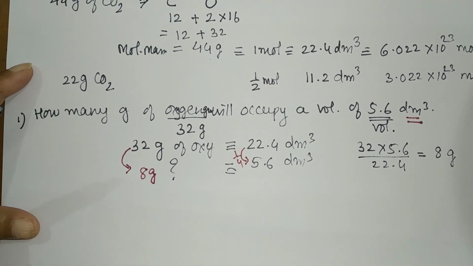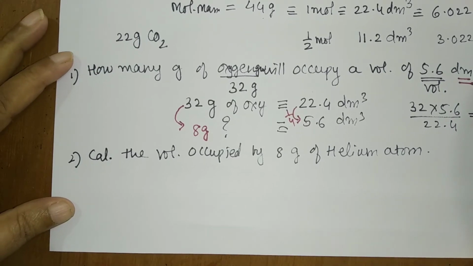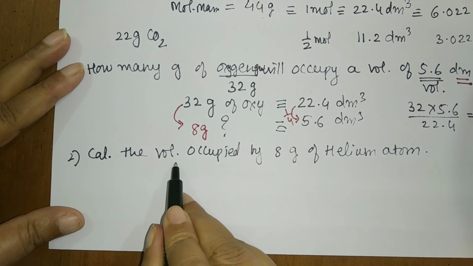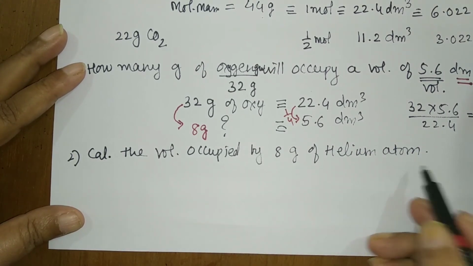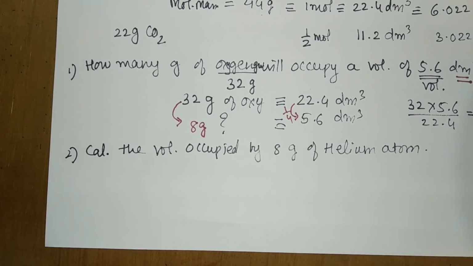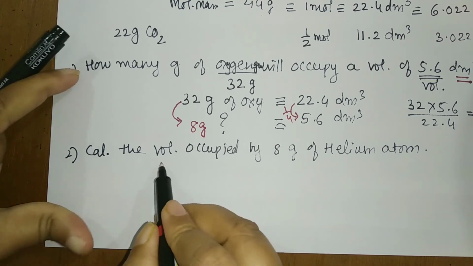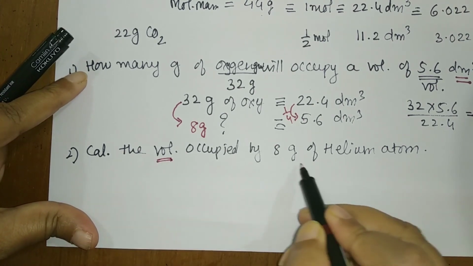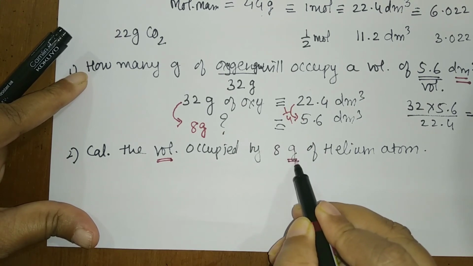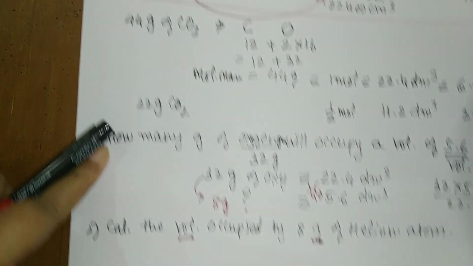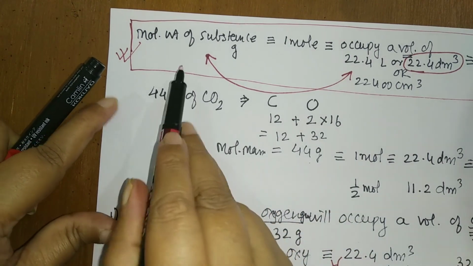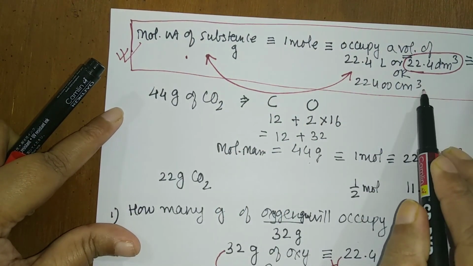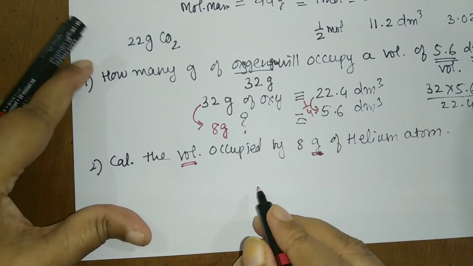Let us see one more problem. Now this problem, student, calculate the volume occupied by 8 gram of helium atom. Now if I read the question, I have to just make out which things they are given. The first thing is given is volume, and the second is the unit is gram, means the mass is given. So again my standard equation will be between gram and volume. So what will be my standard equation?